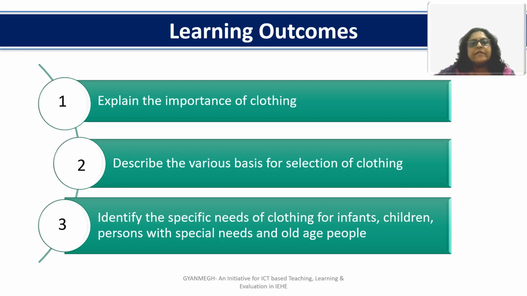Now we will see what are the learning outcomes of this module. First, the students will be able to explain the importance of clothing. Second, they'll describe the various bases for selection of clothing. And finally, identify the specific needs of clothing for infants, children, persons with special needs and old age people.